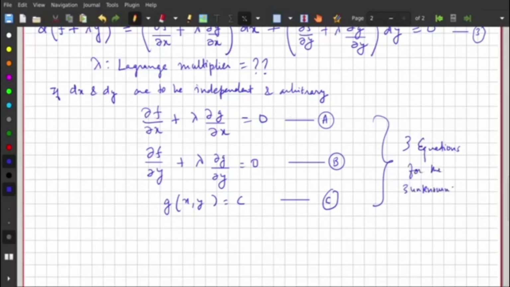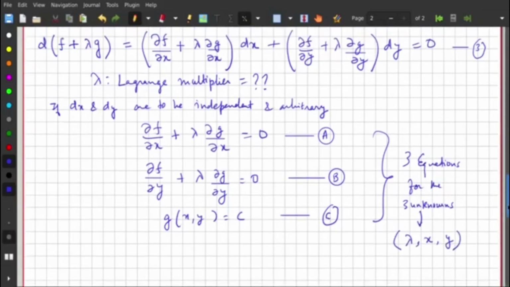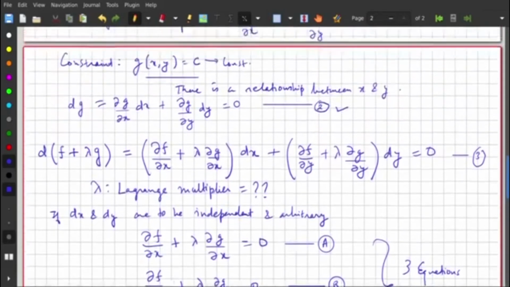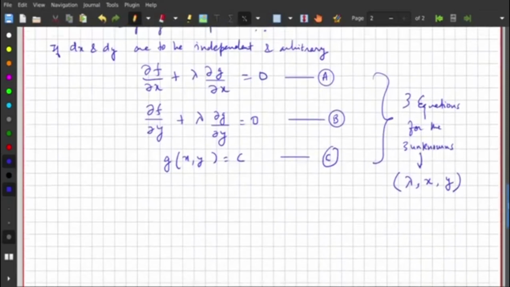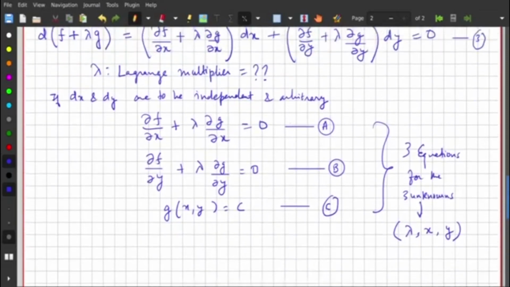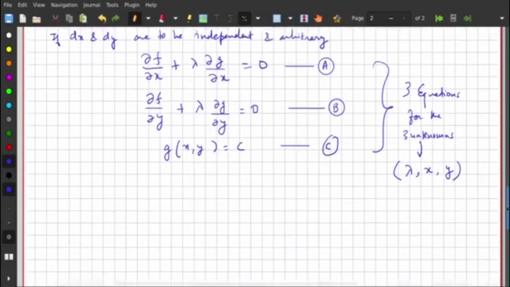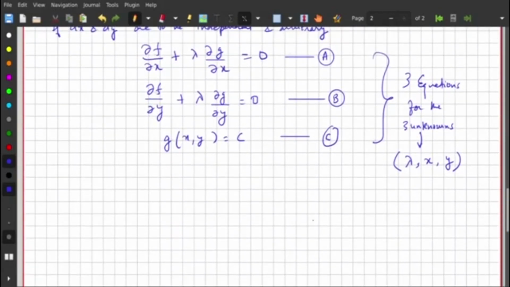Three unknowns. And what are those three unknowns? The three unknowns are lambda, the value of x, and the value of y, where we want to find where the function is at its extremum. Okay, so that's the general idea about how to find the optimum of a function given a particular constraint. So let's do an example just to get this idea better.